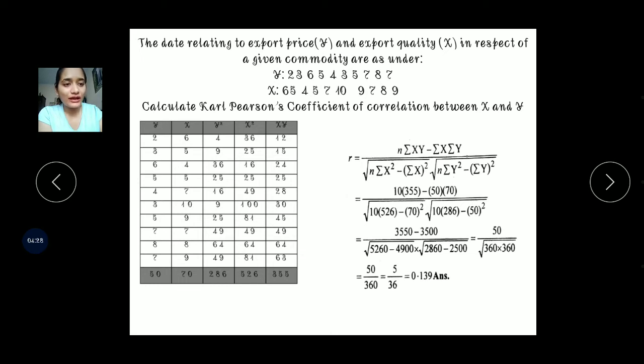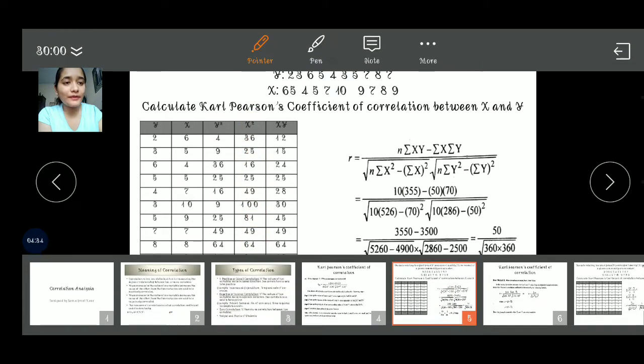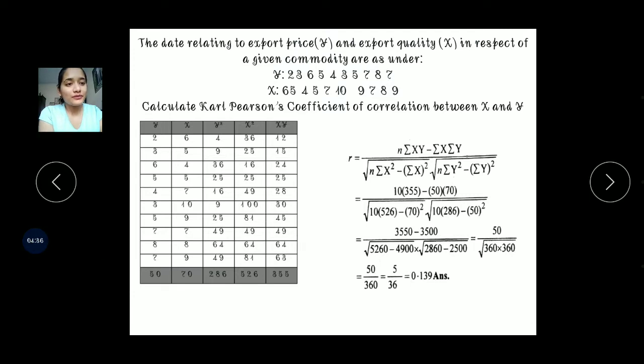First square, summation x square. First square and then sum. So first square and then sum. This is 526. So we'll put it here. Minus summation x whole square. So first sum and then square. First sum 70 and then square.